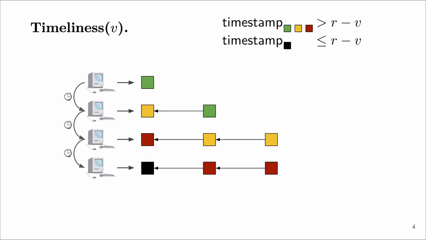Now, in the next round, the Genesis block from red becomes black. That means that the timestamp inside this block is now less than or equal to r minus v, where r is the current round and v is the timeliness parameter v. Now we say that the timestamp inside this block is mature. The block has matured, right? The timestamp inside this block is not recent anymore. And also the rest of the blocks' timestamps start to become older.